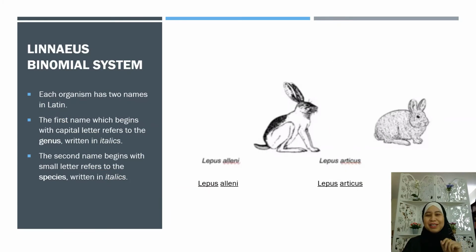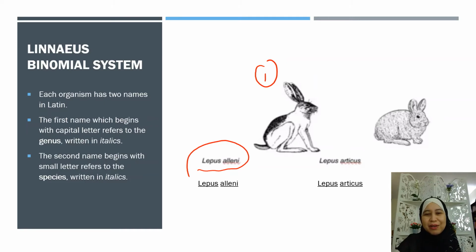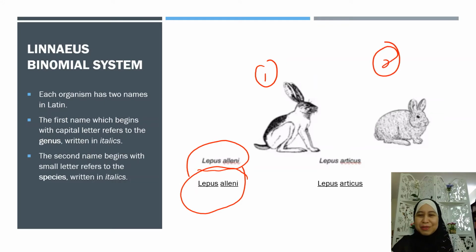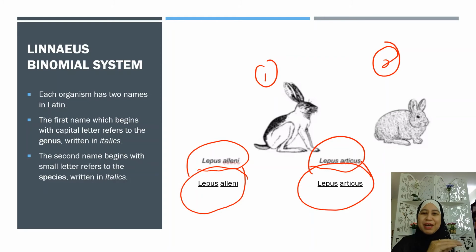Now we look at these two rabbits. Under the Linnaeus binomial system, the first rabbit is Lepus eleni, whether you write it in italic or underline them. The second rabbit belongs to the group of Lepus atticus, either written in italic or with underline.